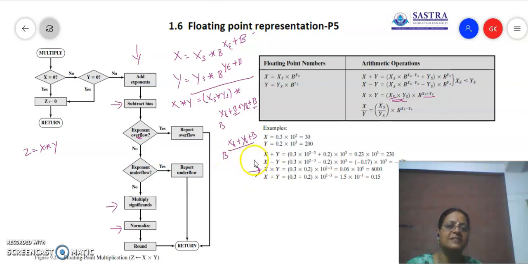So if you just see the example, we have the number 0.3 into 0.2. Okay, so x is 0.3 into 10 power 2, y is 0.2 into 10 power 3. So you will be multiplying both the numbers. Significands alone will be multiplied. So 3 into 2, 6. Okay, and we have here 1 point, here 1 point. So 2 points. So you have to keep the point after two decimal digits. So the answer will be 0.06.